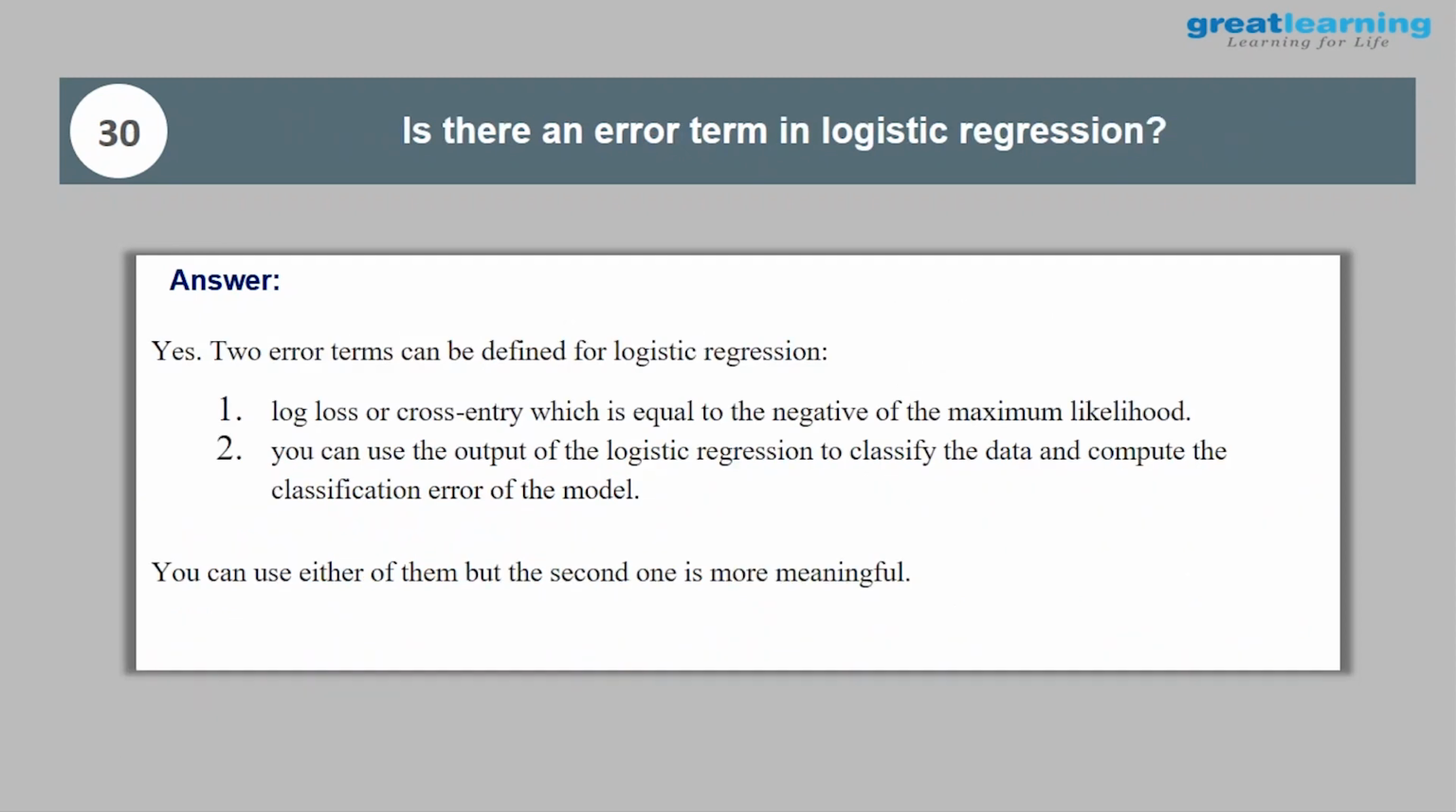Now let's have a look at this: is there an error term in logistic regression? Yes, two error terms can be defined for logistic regression. One, log loss or cross entropy, which is equal to negative log maximum likelihood. Two, you can use the output of the logistic regression to classify the data and compute the classification error of the model. You can use either of them, but the second one is more meaningful.